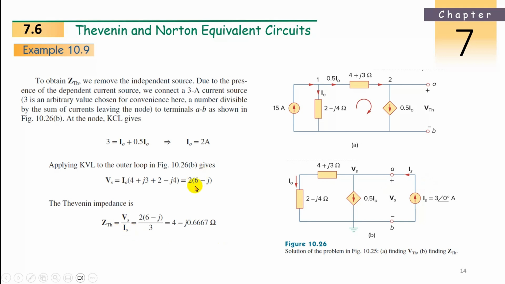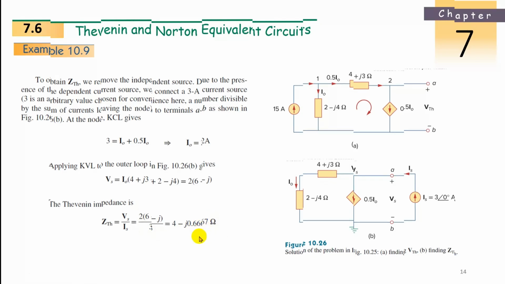Already we know Vs is 2 into 6 minus J, divided by Is. Is is nothing but 3. Is is 3. Don't take I0. Is we have to take. Is is 3. So 2 multiplied by 6 minus J divided by 3. It is nothing but 4 and 1 by 3, that is 0.667 ohms. So this is your Z Thevenin.